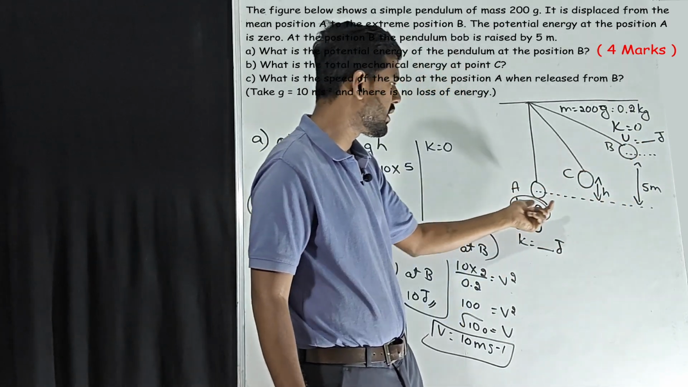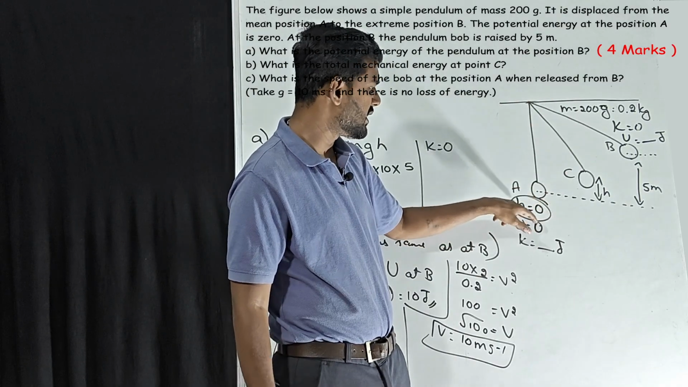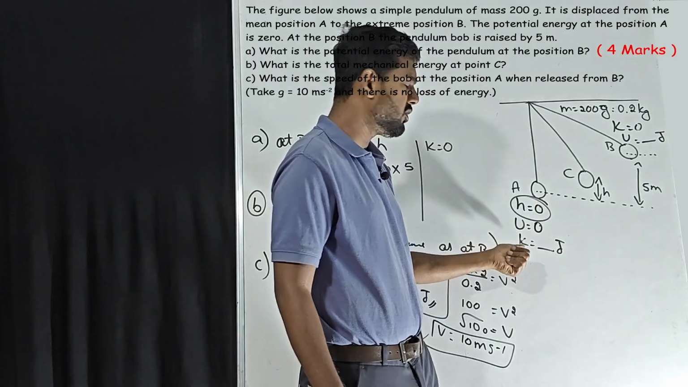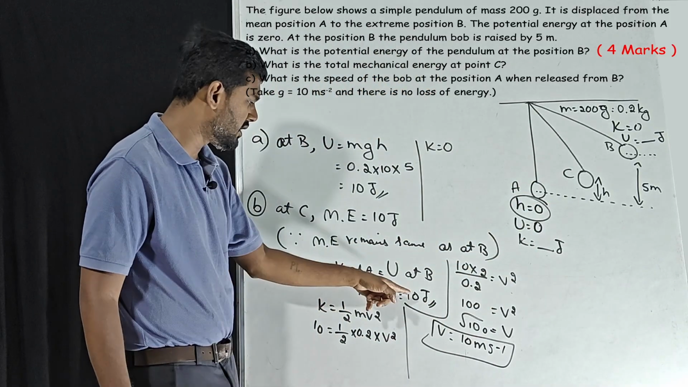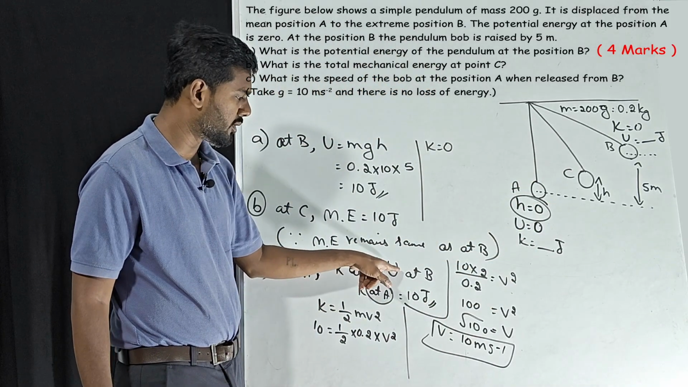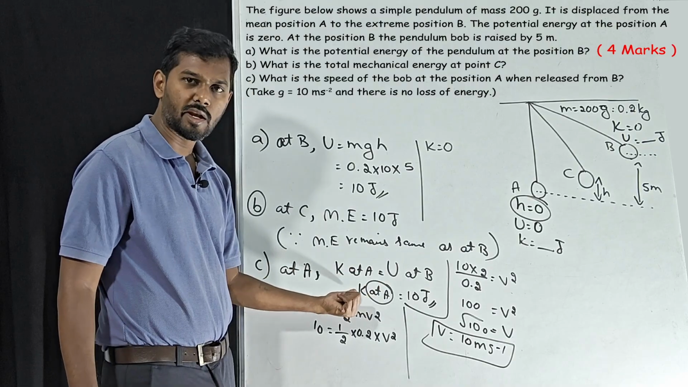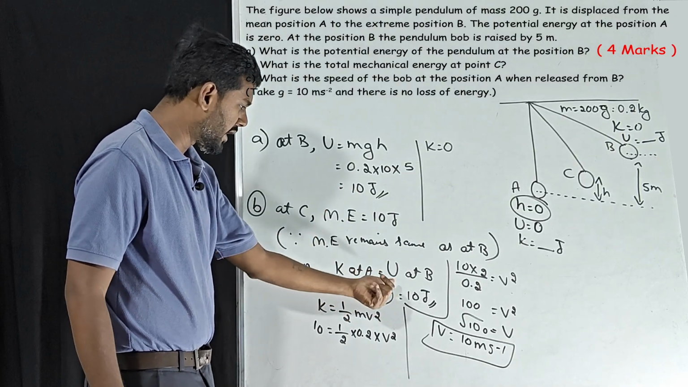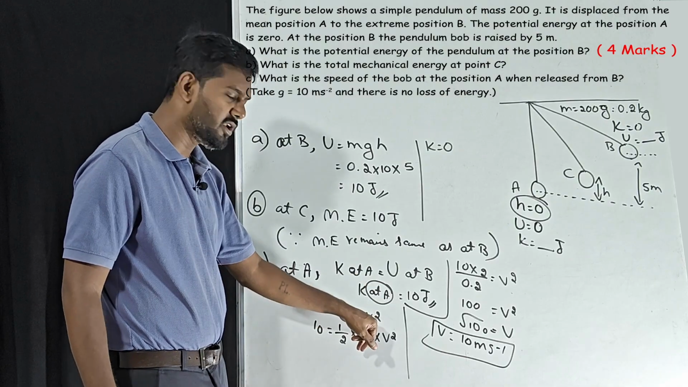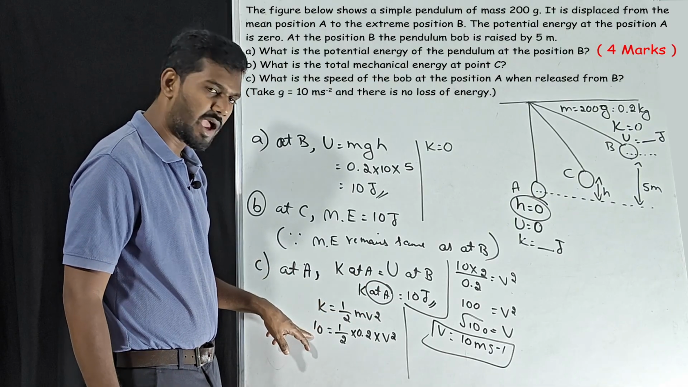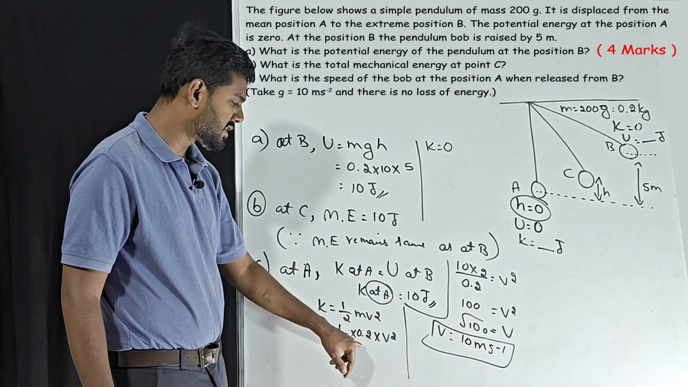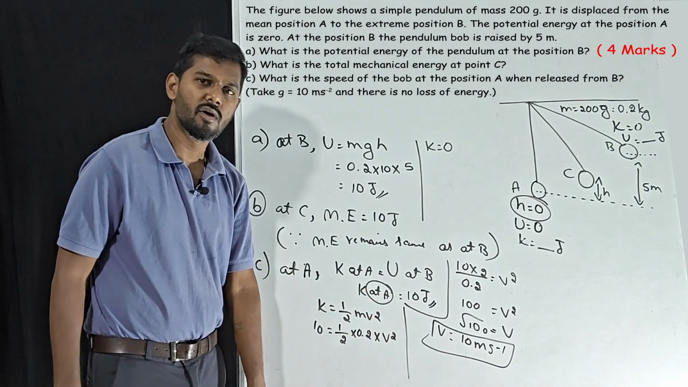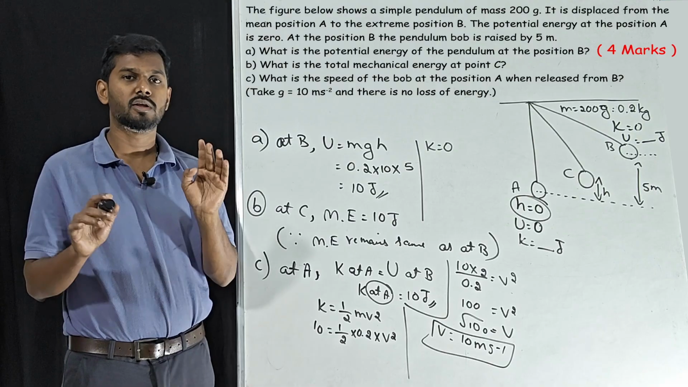Then again when it comes down like this, height is 0, so whatever potential energy we have here will be converted into kinetic energy. In this way I have written kinetic energy at A is equal to potential energy at B. So kinetic energy at A is equal to 10 joules. That is what we found here. Then, with the kinetic energy, we need to find velocity. We have 10 joules, half, and mass is given as 0.2, v square. So using all these, find the value of v and write the proper unit.